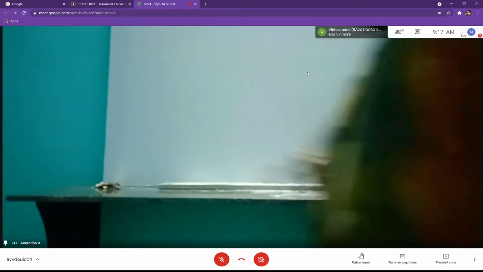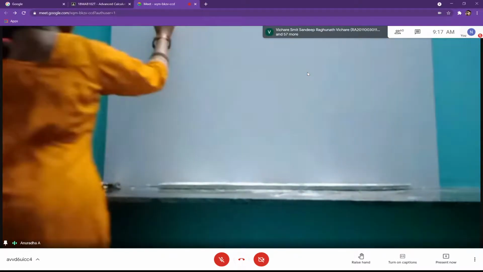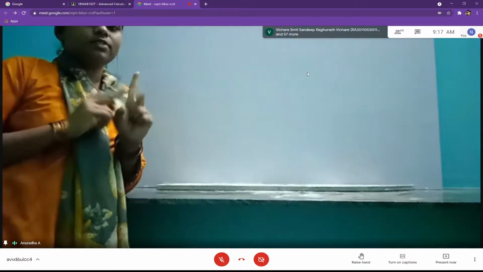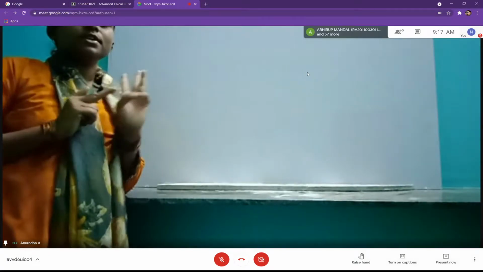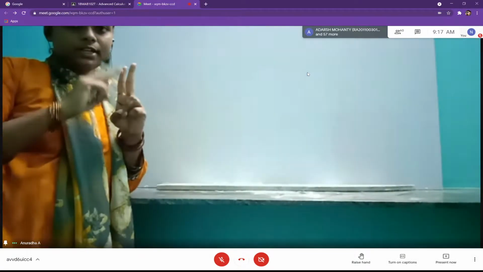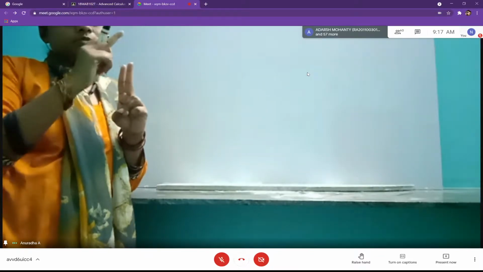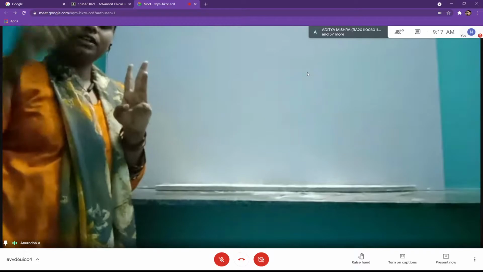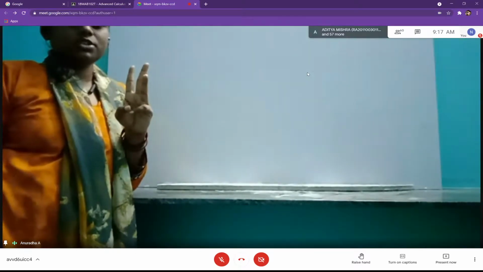So today's topic: what is still remaining is that we have to see area, volume, and polar coordinates. Three more topics are remaining. In area and volume, two types are there. One is Cartesian, one is polar, and then the third is simple double integration from Cartesian to polar.